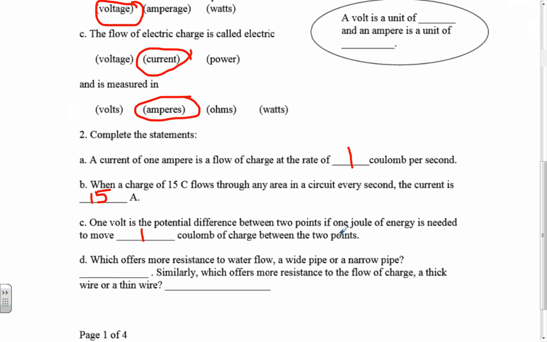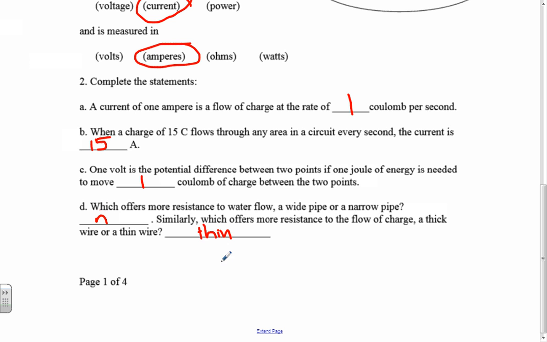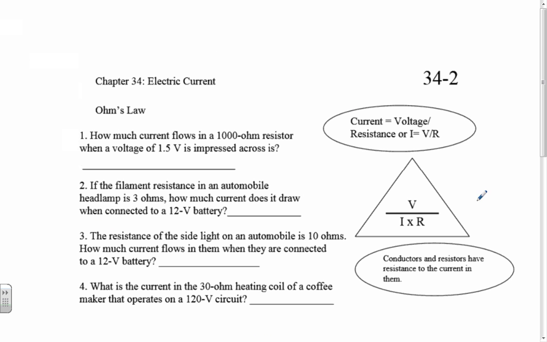Which offers more resistance? All right, wide or narrow? Well, it's going to be narrow. Okay, wide or thin wire? Same thing. A thin wire is going to give more resistance, which is why if you're going to run a wire to a really small speaker, you can use a thin wire. But if you have a lot of current going through there, you're going to need a thicker wire. All right, next up.